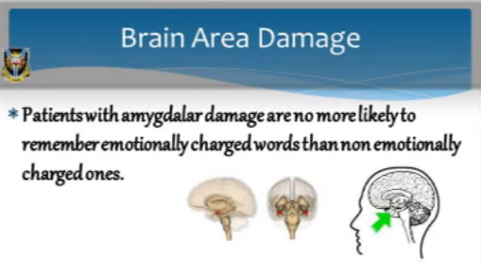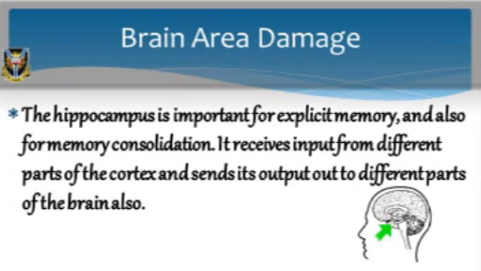Patients with amygdala damage are no more likely to remember emotionally charged words than non-emotionally charged ones. The hippocampus is important for explicit memory. The hippocampus is also important for memory consolidation.